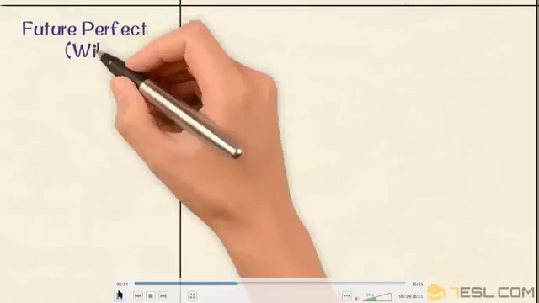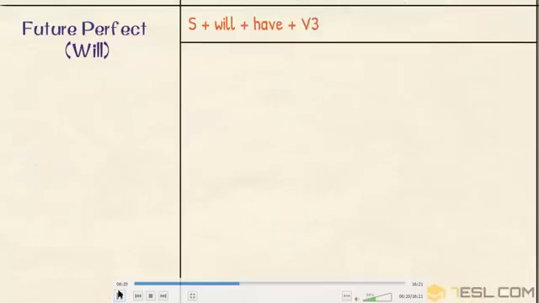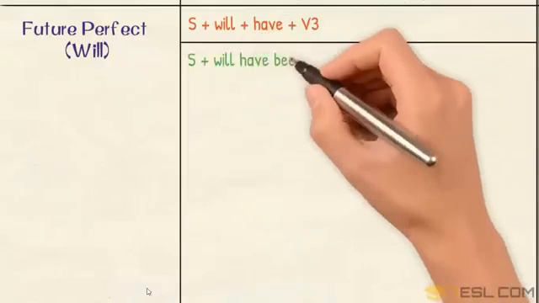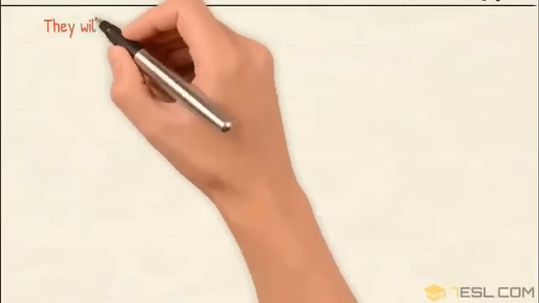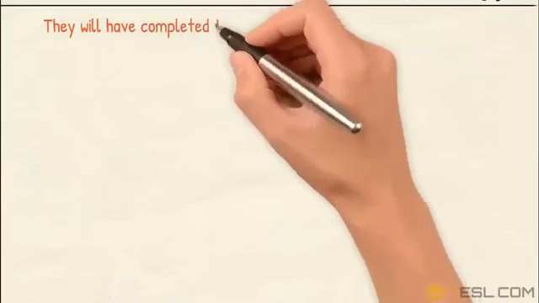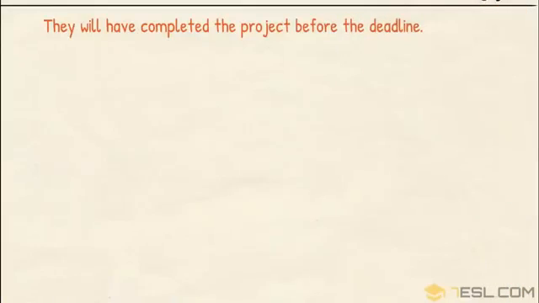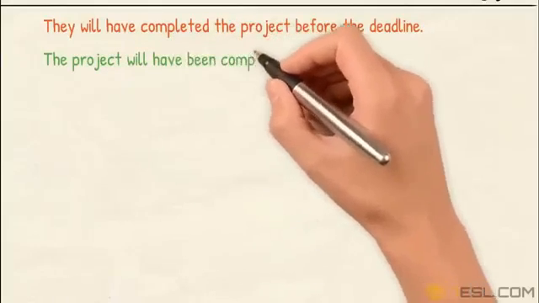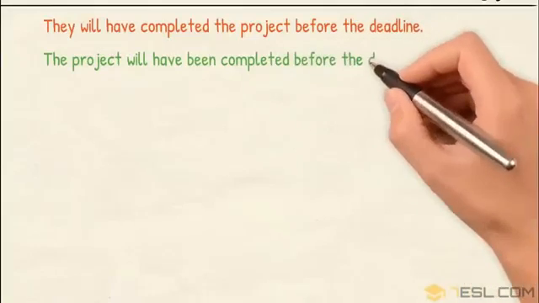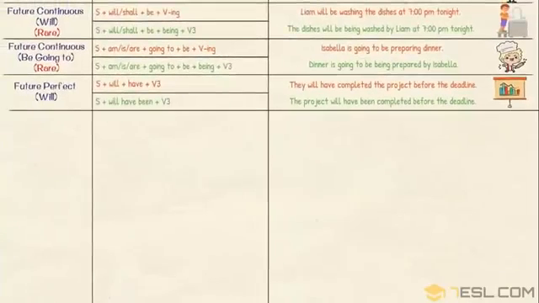Now we are discussing future perfect tense, that is will. Subject plus will plus have plus third form of the verb. They will have completed the project before the deadline. The project will have been completed before the deadline. Here, for the future perfect tense in passive, we use will have been.